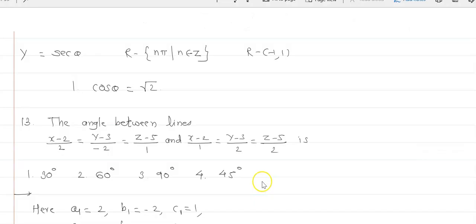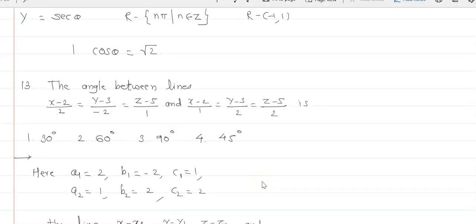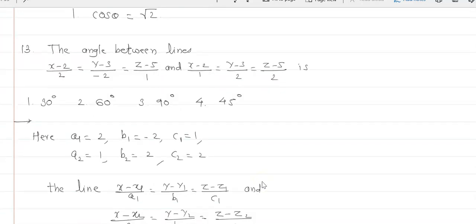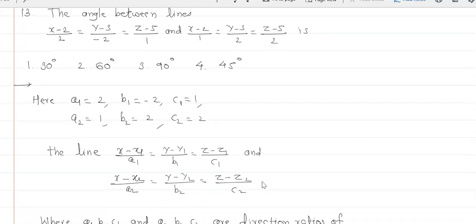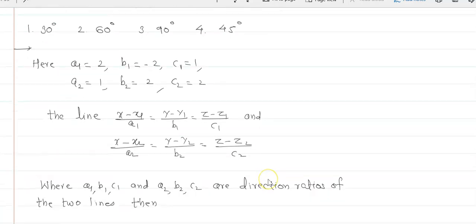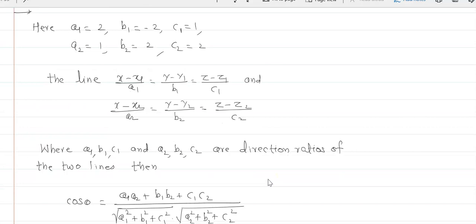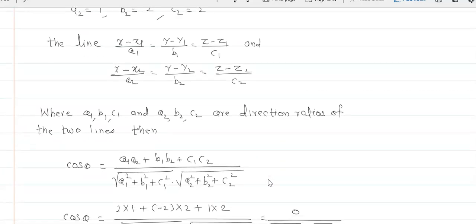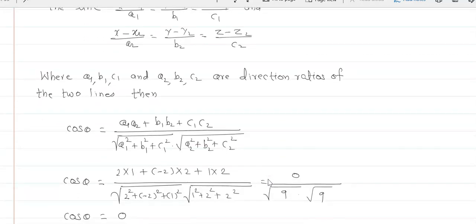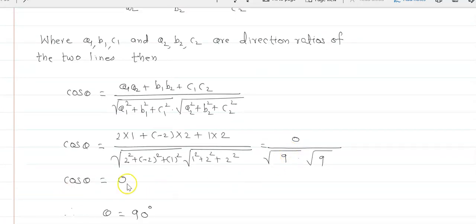Now see this here, these are the values, cos theta, their direction ratios. Substitute the values, then you will get cos theta is equal to 0, and hence theta is equal to 90 degree.